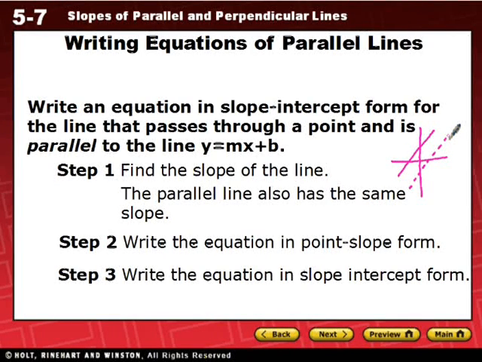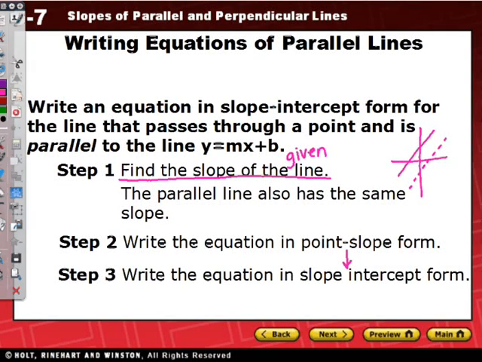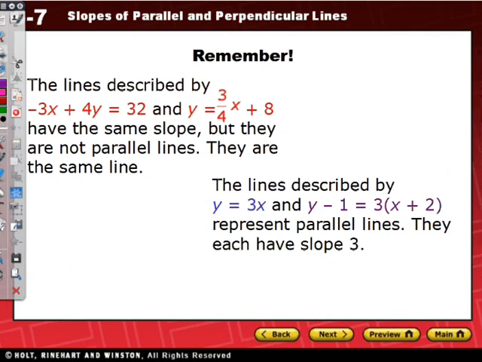Once again, probably the best place to put this is page 73. If you're running out of room, you can get a piece of binder paper and add it on. Writing equations of parallel lines. Step 1, find the slope of the given line. You'll be given a line. A parallel line has the same slope. Step 2, write the equation in point-slope form, or another method if you prefer, and translate that point-slope form into slope-intercept form. Easy 3-step process. It always feels pretty easy for parallel. For some reason perpendicular always feels a lot harder.